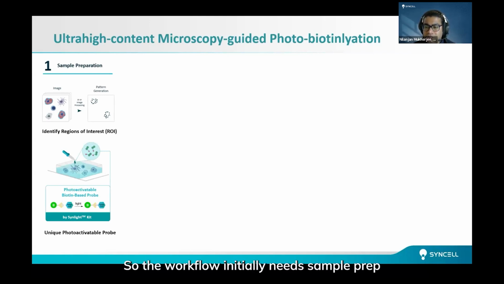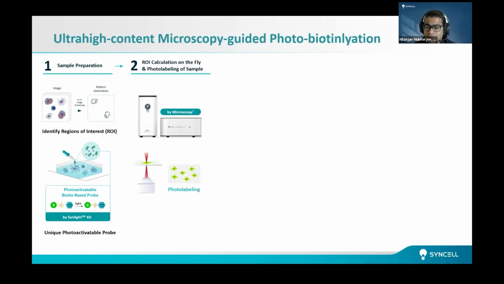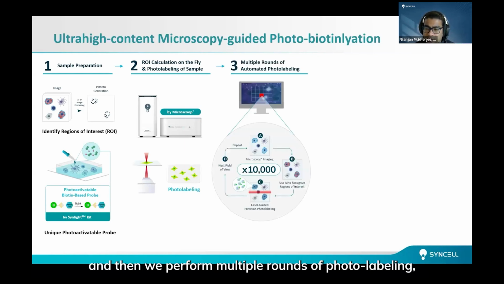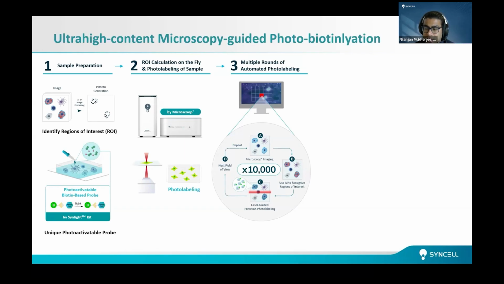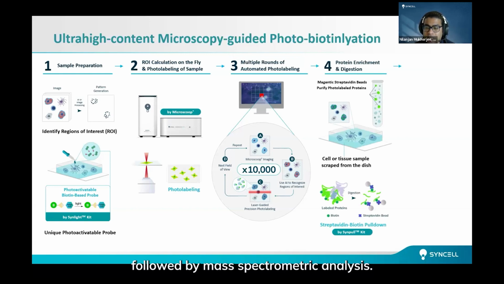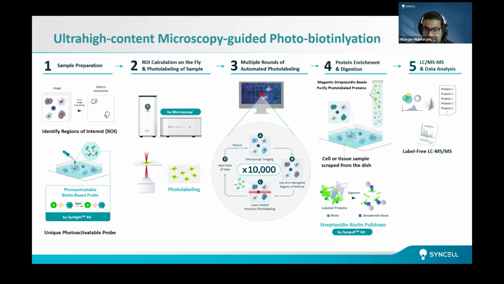The workflow initially needs sample prep and AI-guided pattern generation, followed by identification of specific ROIs, after which a two-photon laser guides the precision photo labeling. We then perform multiple rounds of automated photo labeling, which leads to final protein enrichment and digestion through a streptavidin biotin pull down, followed by mass spectrometric analysis.